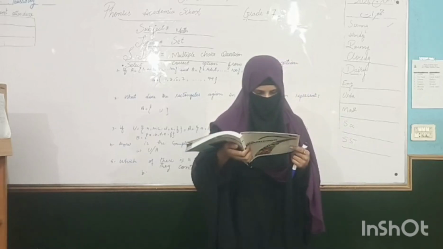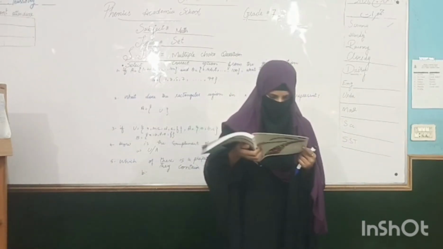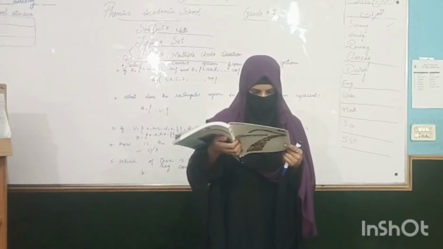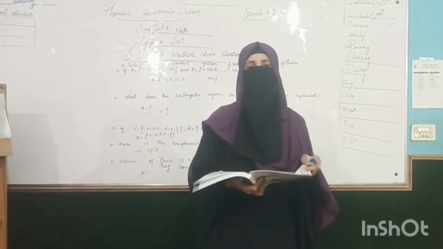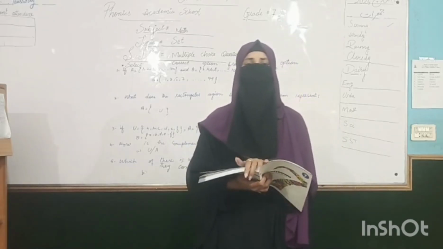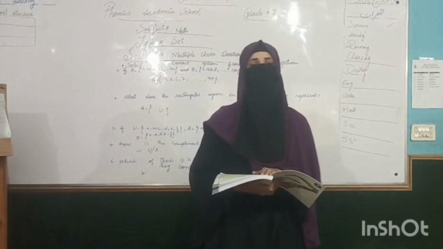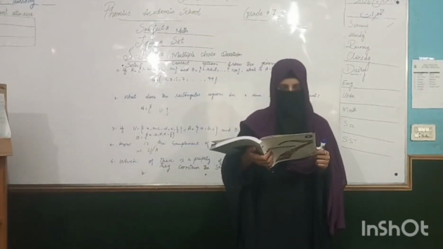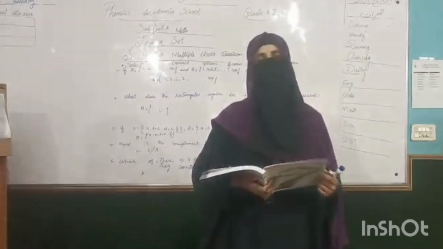Last MCQ: which of the following is a property of equivalent sets? They contain the same elements. They contain the same number of elements. They are null sets. They cannot be paired in one to one correspondence. So remember, equivalent sets means both sets, set A and set B, have the same number of elements or the same number of members. So option B, they contain the same number of elements, is correct.